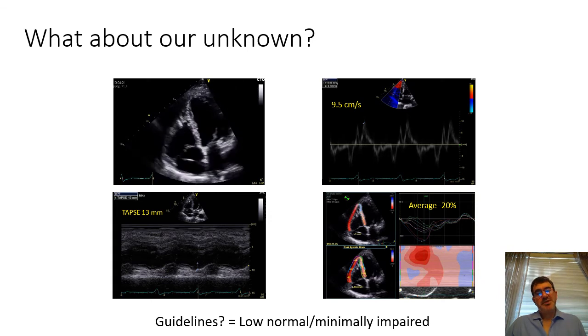So here we're looking at the quantitative parameters applied to our unknown that we just showed you. The S prime is 9.5 centimeters per second, which is the lower reference limit. TAPSE is reduced at 13 millimeters. And the average free wall strain is minus 20%, which is also the low reference limit. So you can see the quantitation matches our eyeball, where it's just on the border of low normal versus mildly reduced.